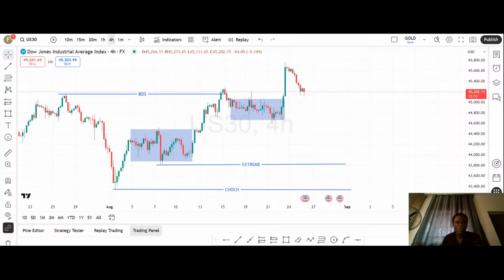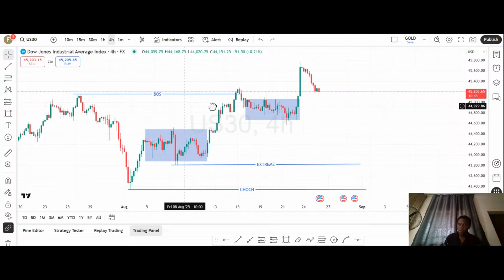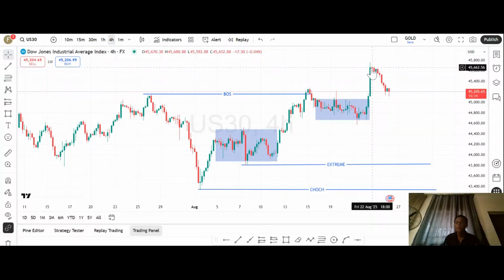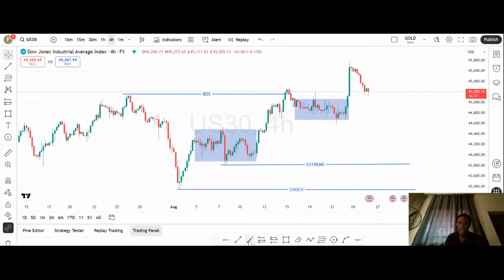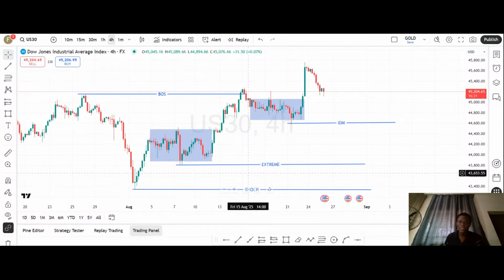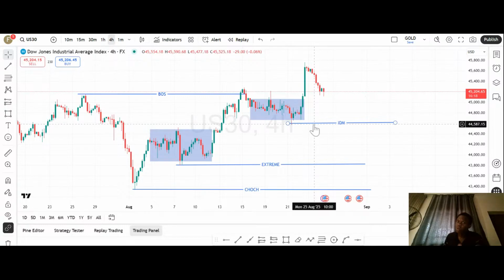So this is a break of structure, and the others that were here are the cause of this break of structure. So these others are the inducement, but because after the break of structure it came down again and went high, this is still another inducement. This one is the external inducement, and this is the extreme inducement. So these two are inducements. Here is an inducement too. So this is the extreme inducement and this is the normal inducement.